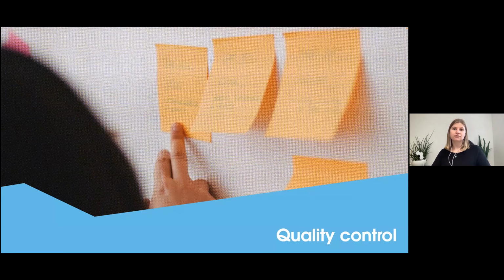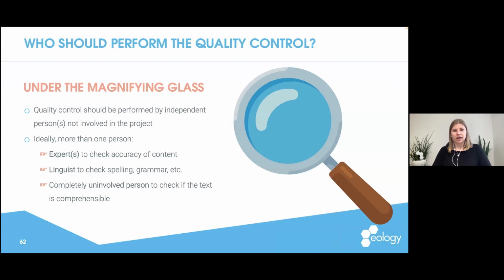In the end, you have to do quality control. You want high quality, so of course you have to control it so that everything is fine when you finally publish it. The quality control should be performed by an independent person, or maybe more than one person, who are not involved in the project, to prevent operational blindness. They have an independent opinion on your project, and it should be more than one person.